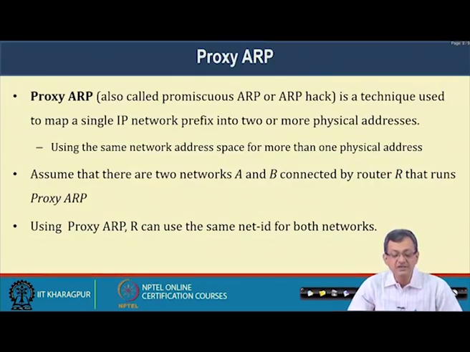Proxy ARP, sometimes also called promiscuous ARP or ARP hack, is a technique used to map a single IP network prefix to one or more physical addresses, using the same network address space for more than one physical address. Assume that there are two networks, A and B, connected by a router R that runs a proxy ARP. Using proxy ARP, R can use the same network ID for both networks. So this is what it can do with proxy ARP.